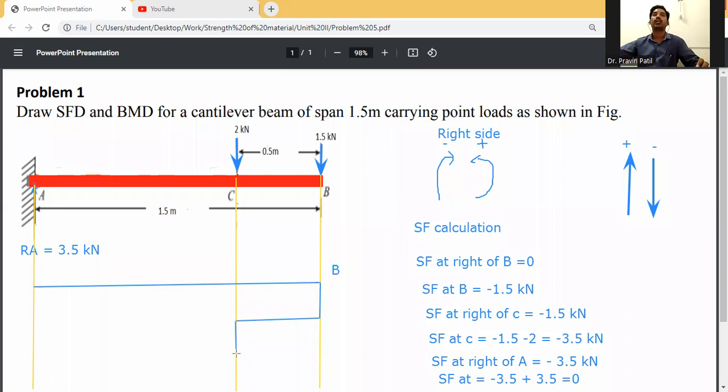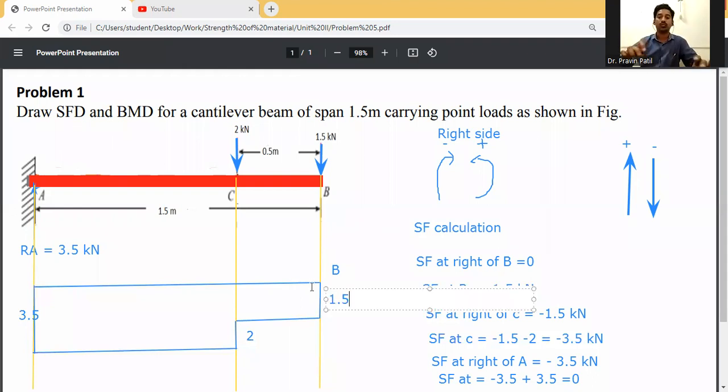Then SF at right of C will also be minus 3.5 kilonewton. So SF at right of A will be minus 3.5 kilonewton. Then SF at A: minus 3.5, then plus 3.5, will get 0. So this one is 3.5 kilonewton, and this one is 2 kilonewton, and this one is minus 1.5 kilonewton, that is 1.5.